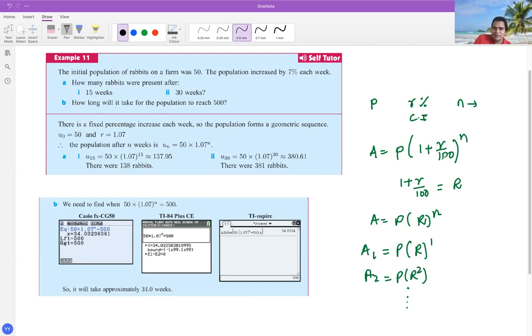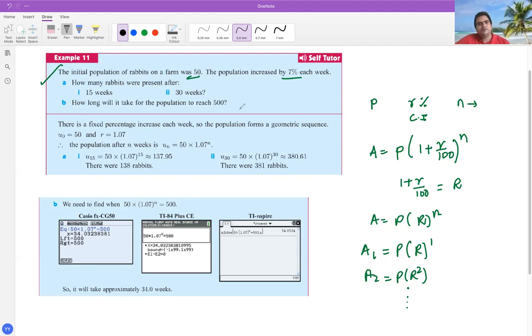So a lot of times we use this logic and the general idea to get the kind of questions that IB expects of you using this formula. Now, let me just give an example. The first one is: let us say the initial population of rabbits on a farm was 50. The population increased 7% each week. How many rabbits were present after 15 weeks?